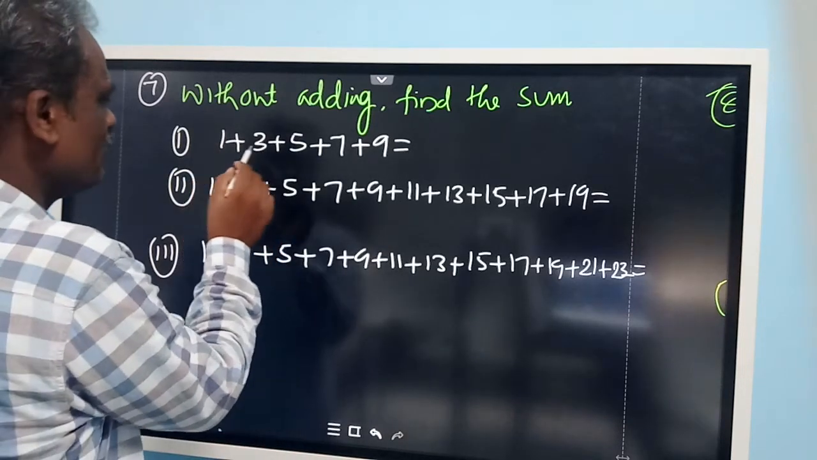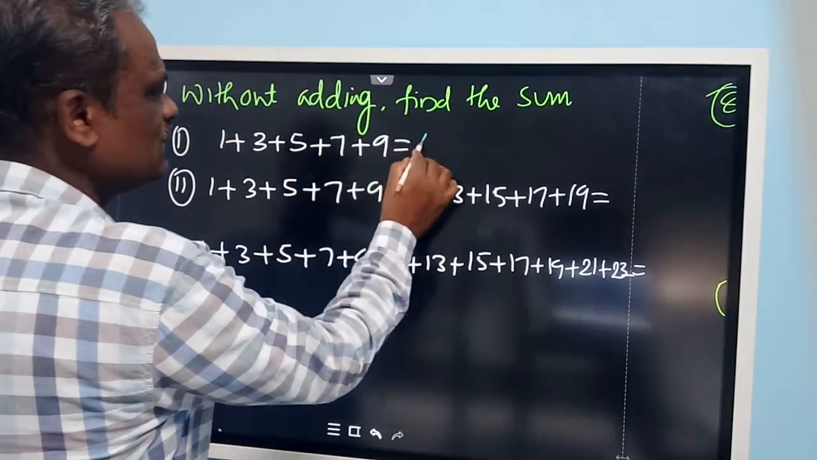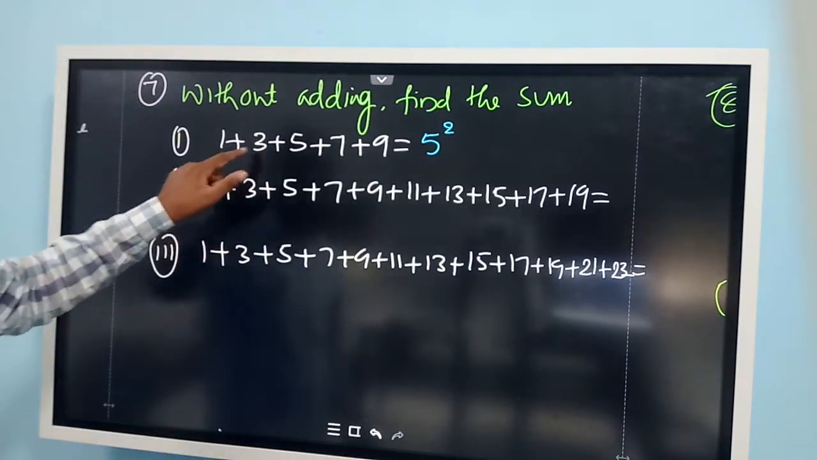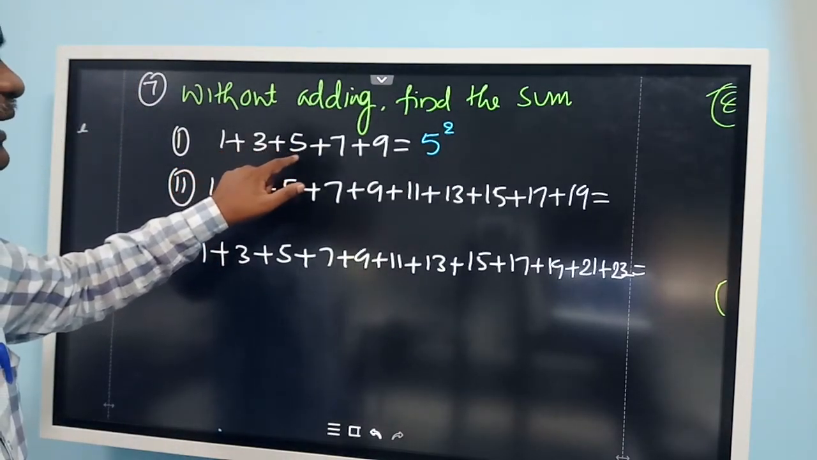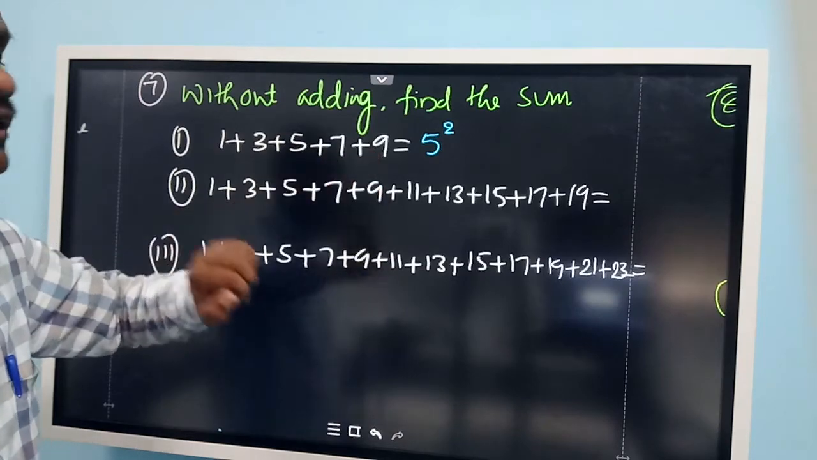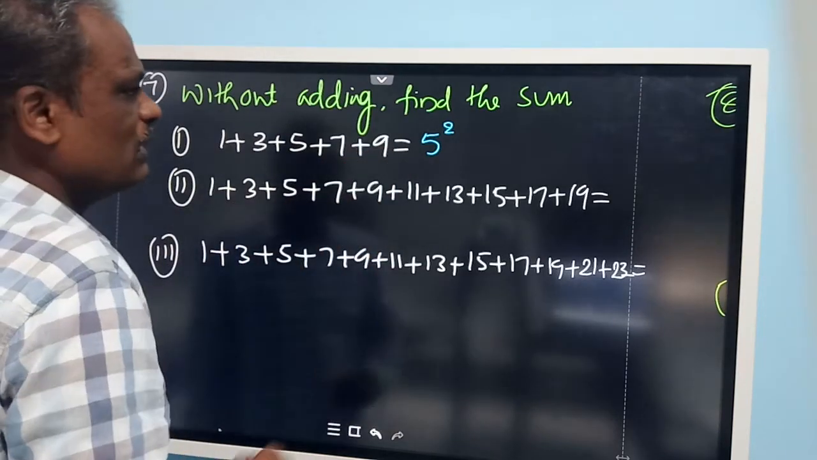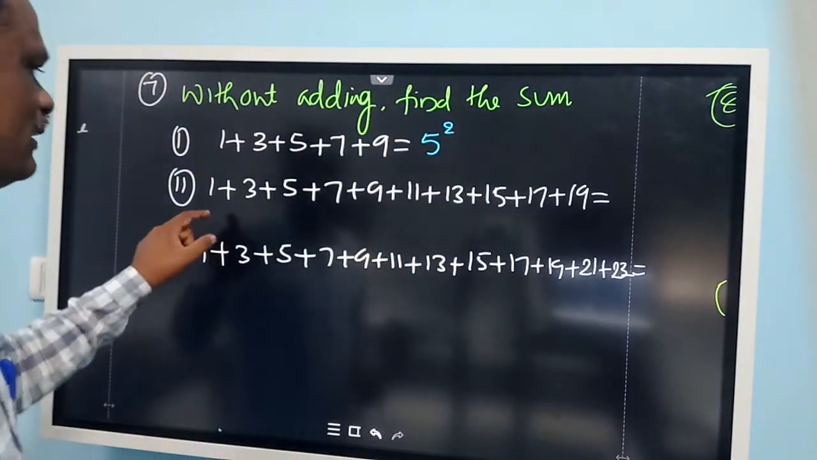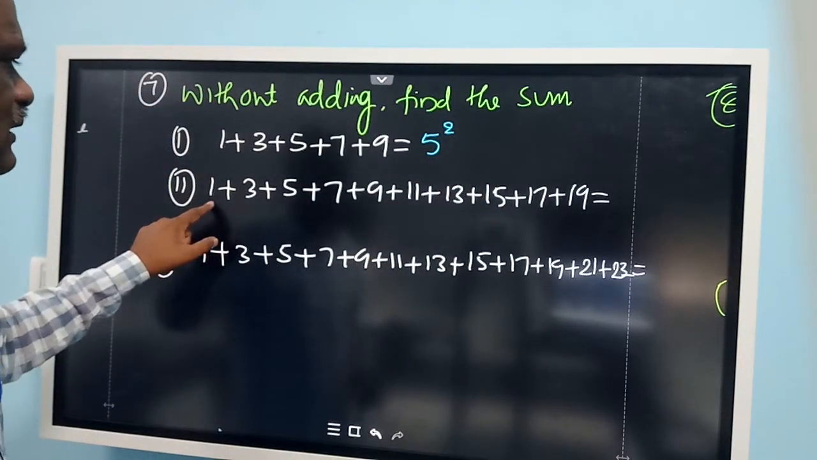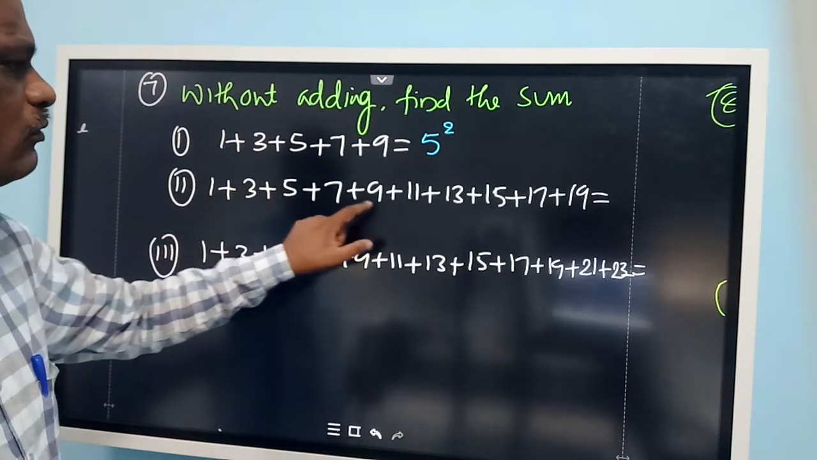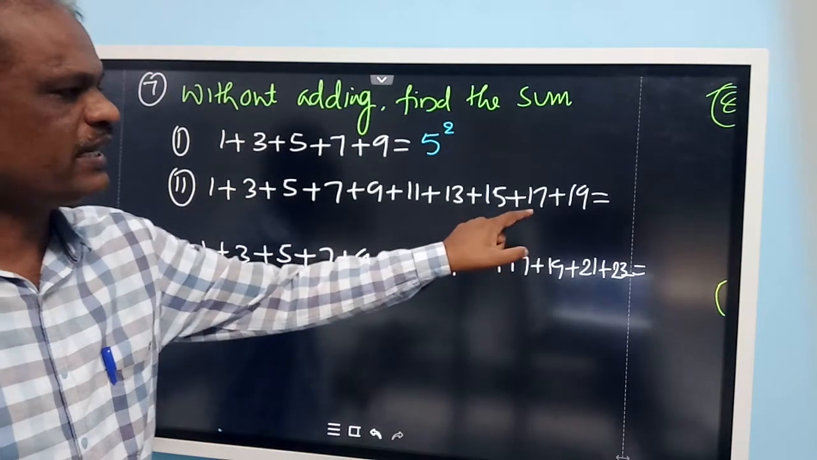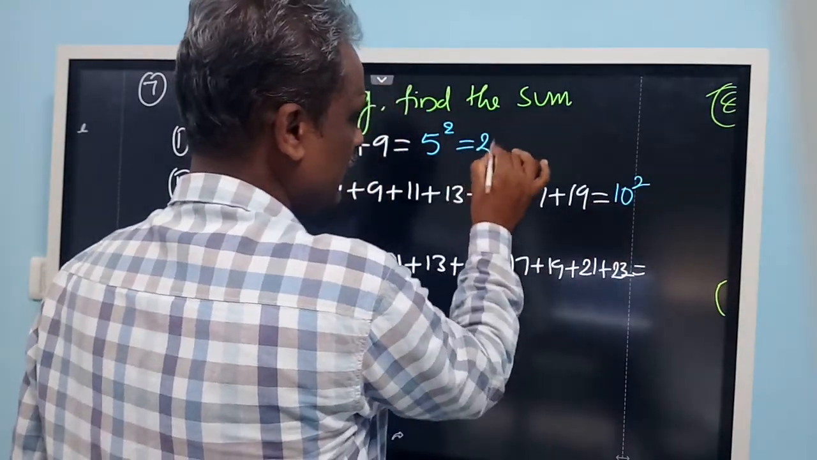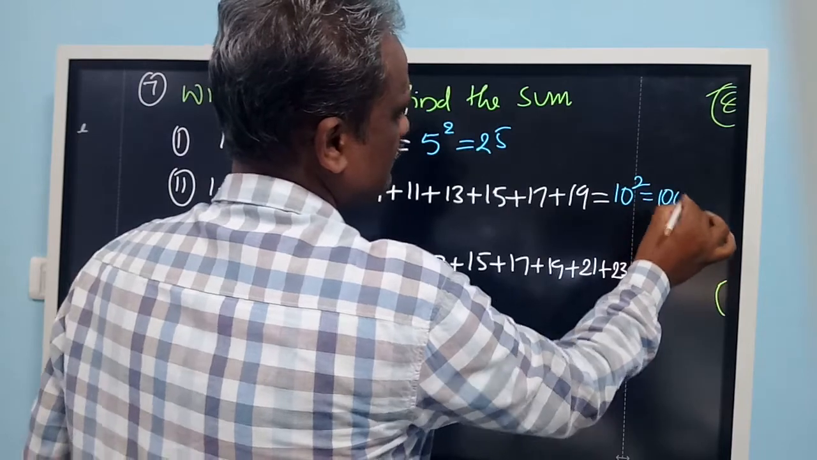So how many numbers are there? 1, 2, 3, 4, 5. So that means it should be 5 square. You check it now. 1 plus 3, 4, 4 plus 5, 9, 9 plus 7, 16, 16 plus 9, 25. So it is nothing but 5 square, or you can write 25. Now look at this second one. How many odd numbers are there? 1, 2, 3, 4, 5, 6, 7, 8, 9, 10. So it should be 10 square. So this is 25 and this is 100.